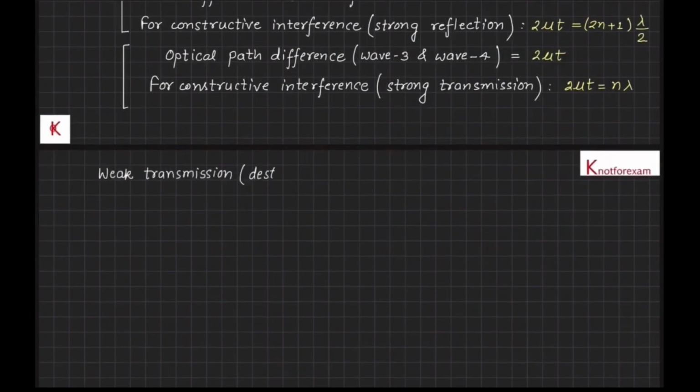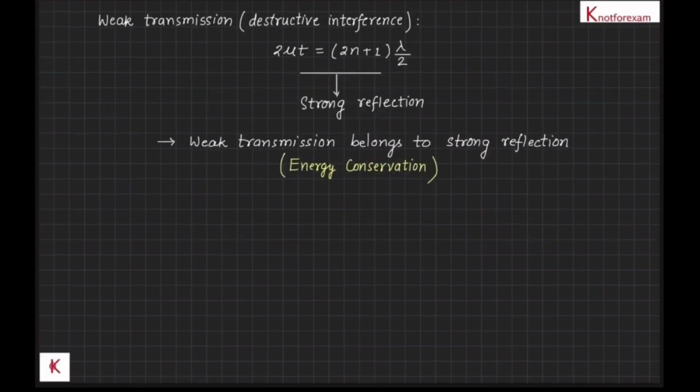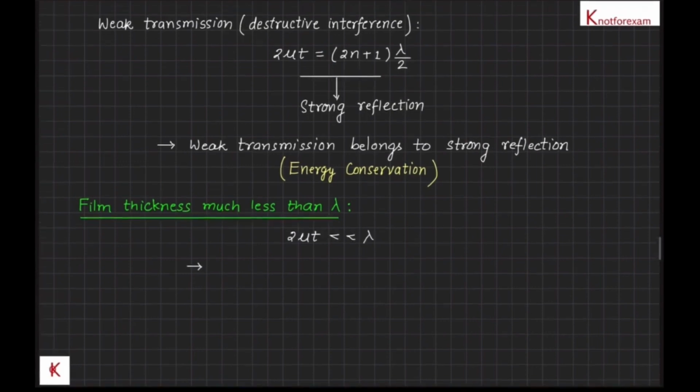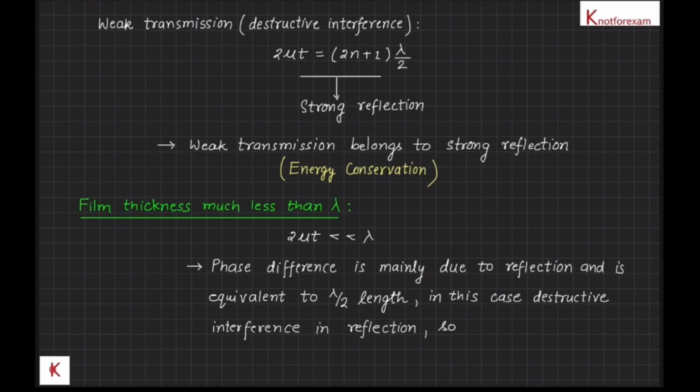And for weak transmission, that is destructive interference in transmission, 2μt will be equal to (2n+1)λ/2, which belongs to strong reflection. This is due to energy conservation, that weak transmission belongs to strong reflection. Also, if film thickness is much less than λ, in that case 2μt will be very less than λ, and therefore phase difference due to optical path length difference is almost 0, and therefore net phase difference is π due to reflection and is equivalent to λ/2 path length difference. In that case, there will be destructive interference in reflection. So very thin films appear black in reflection.